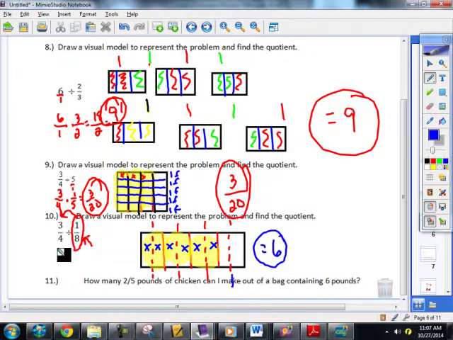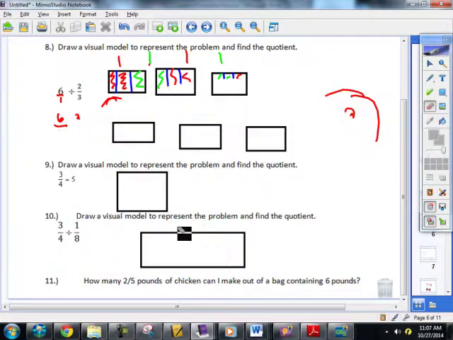Now let's check with the algorithm. Dividend stays the same. Divide becomes multiply. 8 over 1, 24 over 4. The greatest common factor of 24 and 4 is 4. And I get 6 over 1, which equals 6. Okay? Number 11.